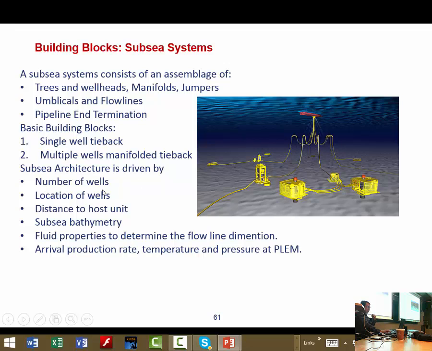And subsea architecture design is mainly driven by the number of wells, location of wells, distance to the host unit, subsea bathymetry, fluid properties to determine flowline dimensions, and arrival production rate, temperature, and pressure at the pipeline end manifold, which connects the flowlines or risers to the floating production unit.